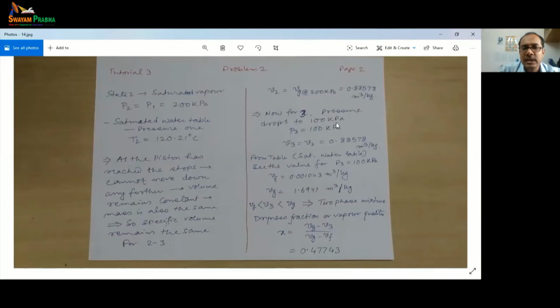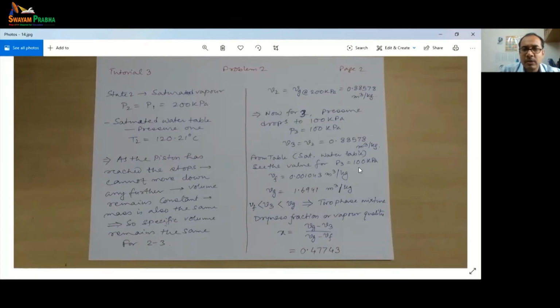Now for state 3, it's constant volume, so the pressure can drop. The final pressure is given to be 100 kPa. So P3 is 100 kPa, and as the specific volume stays the same, V3 will be equal to V2, and that is the same as 0.88578 meter cube per kg. Now you go to the saturated water table where you know the pressure and the specific volume.